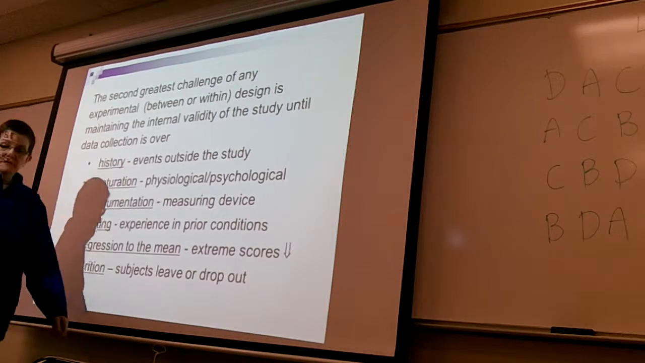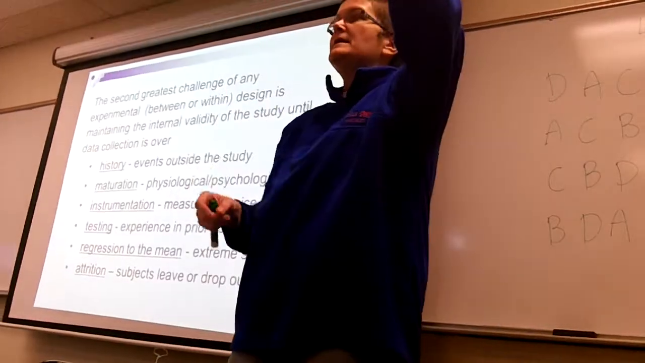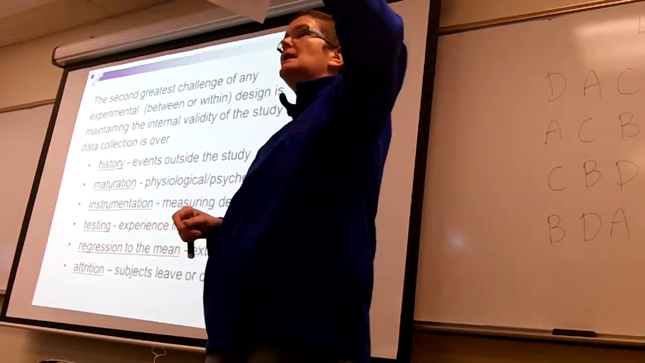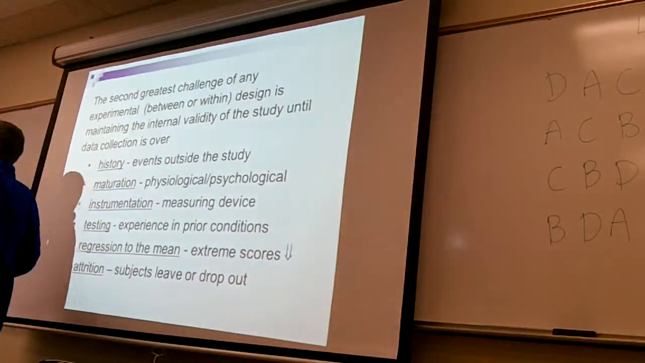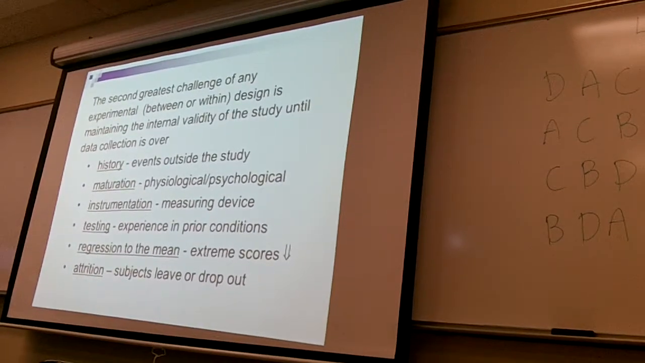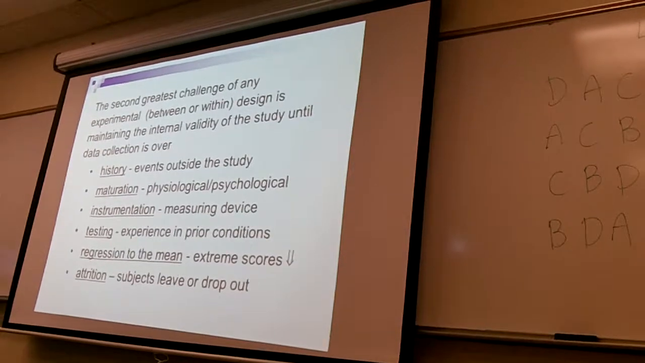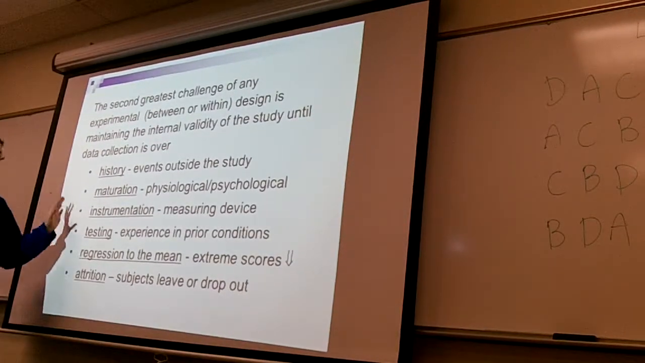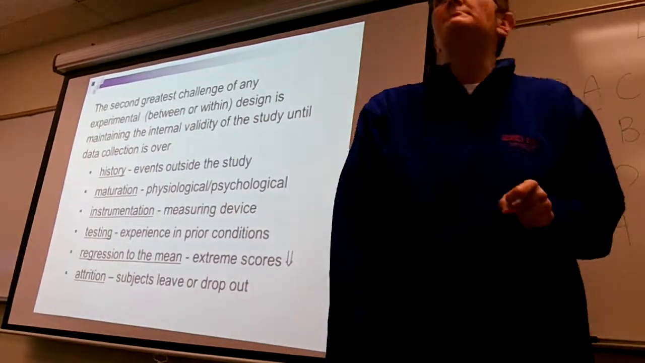Now, you have a very detailed handout that is related to a table in your book. These are all different threats to internal validity. Different things that can threaten the internal validity of a study. Things that we have to keep in mind. I've given you examples for each one. The main ones that we worry about are up here on the board. These are big ones.